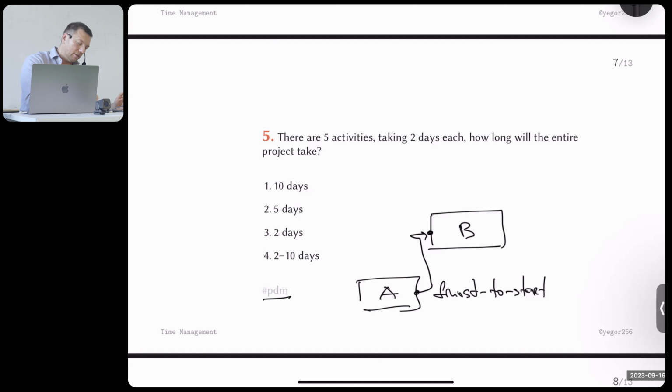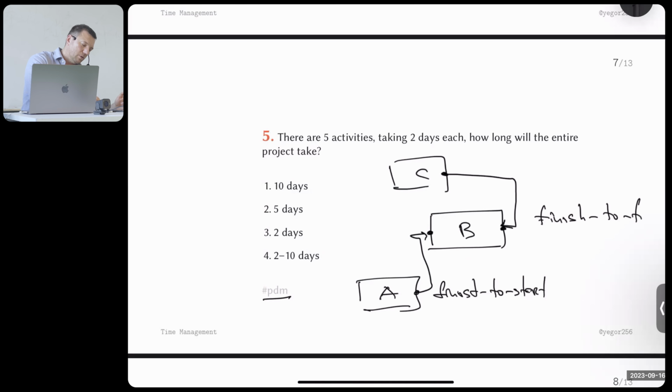There could be another dependency. For example, there's another activity called C, and I say that B must finish. So this is the dependency called finish to finish. As you can see, there are 4 types of dependencies: start to finish, finish to finish, finish to start, start to start. In this case, I'm saying that B must finish only after C is finished. It's not a very typical type of dependency, but it still may exist. So my activity may only finish after that one is finished, so I need to wait until this one is finished.